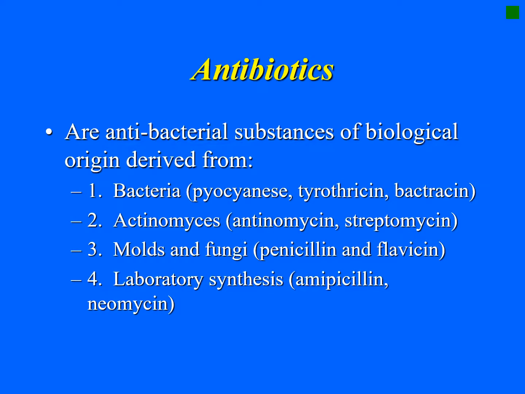We don't think about it a lot, but an antibiotic, again, can also serve to some extent as a disinfectant, since they destroy microorganisms or control them. They are antibacterial substances of biological origin that are derived from either bacteria, so things like bacitracin, tyrothricin, pyokinase, or could be actinomyces like actinomycin or streptomycin. It actually comes from molds or fungi like penicillin and flavicin. And then we have those that are basically derivatives that are created in labs like ampicillin and neomycin.